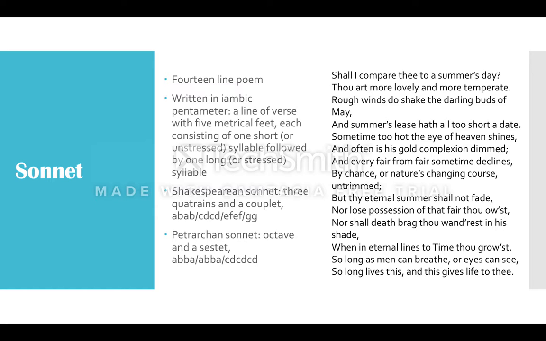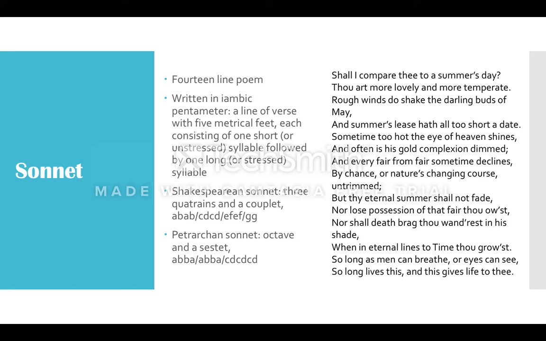There are different types of sonnets. One of the types of sonnets is the Shakespearean sonnet. The Shakespearean sonnet is written with 3 quatrains and 1 couplet. The rhyme scheme is A B A B, C D C D, E F E F, and then G G.